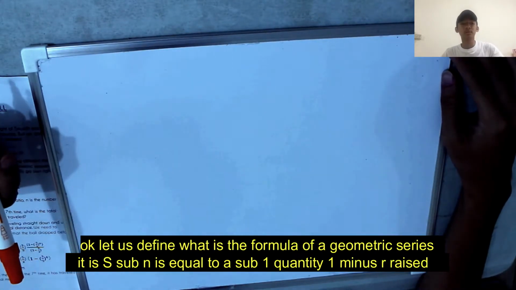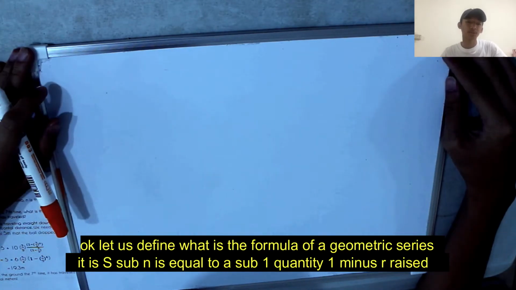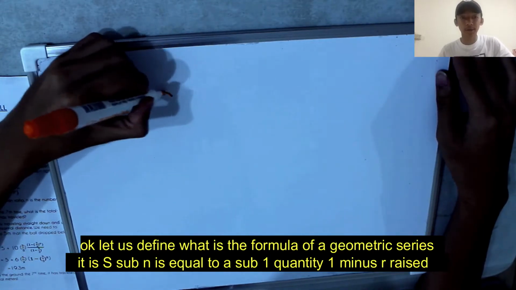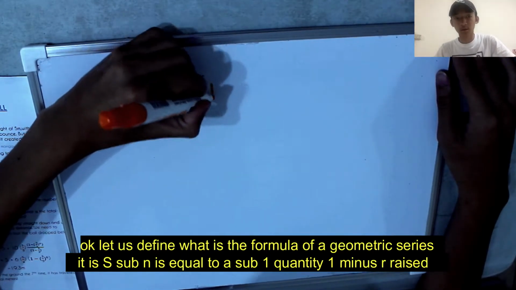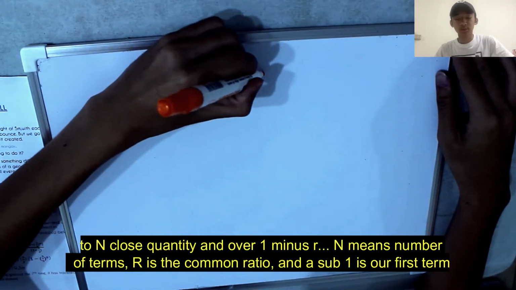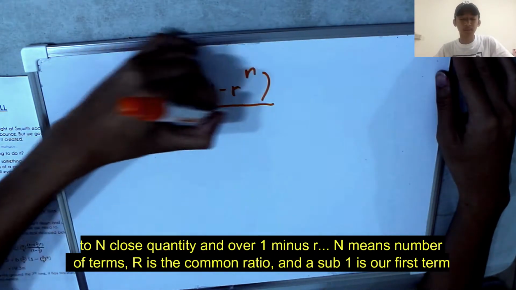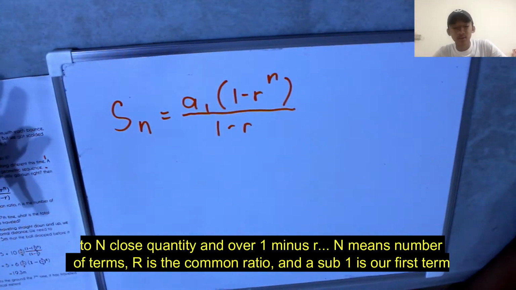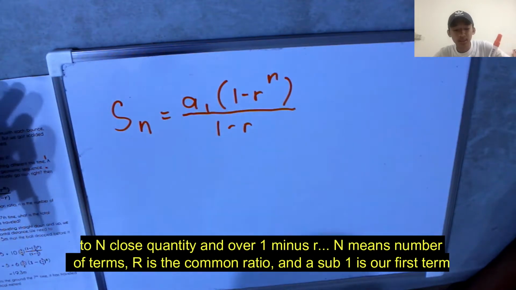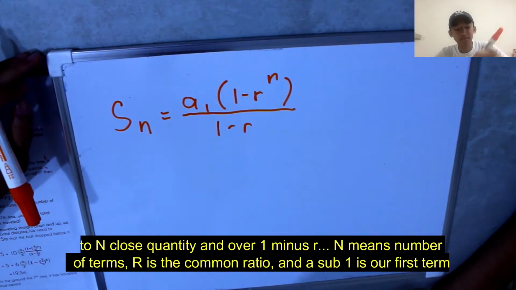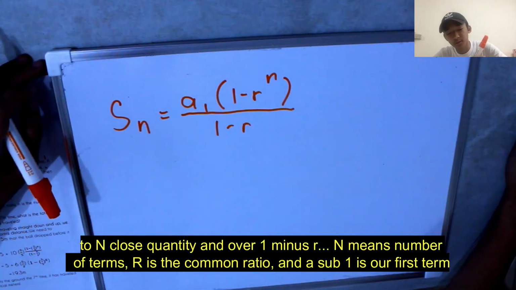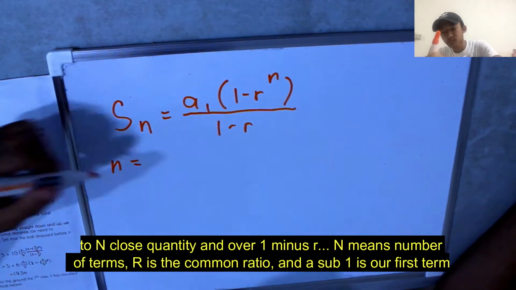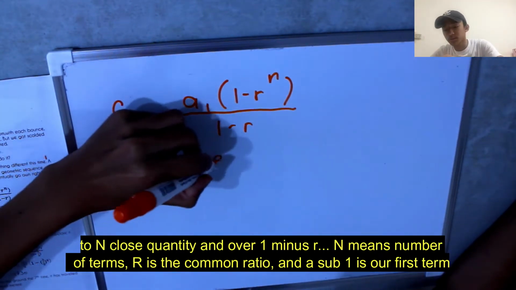Okay, so let's define the formula of the geometric series. It is S sub n equals A sub 1 times the quantity 1 minus r raised to n, all over 1 minus r. But what do n, A sub 1, and r mean? n means the number of terms.